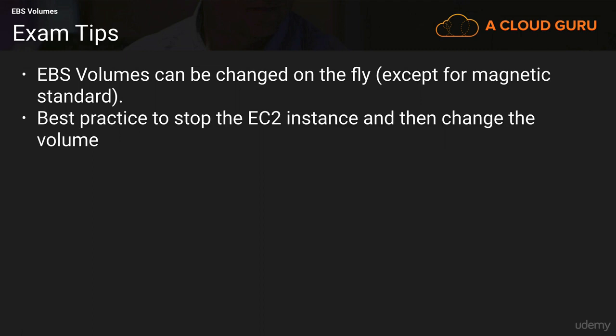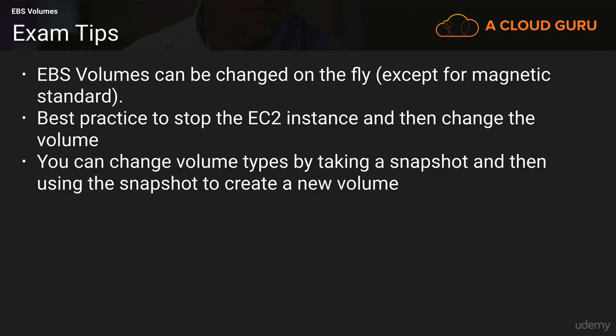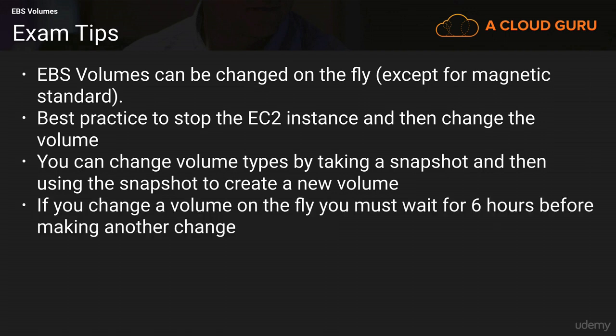And that is best practice. It's always best practice to stop your EC2 instances and then do a change on the volume. So you might get a whole bunch of different scenario questions. Your best shot is to always stop your EC2 instances first, take a snapshot, and then create a new volume from that snapshot. And you can change volume types, just like I said, by taking a snapshot and then using the snapshot to create a new volume.